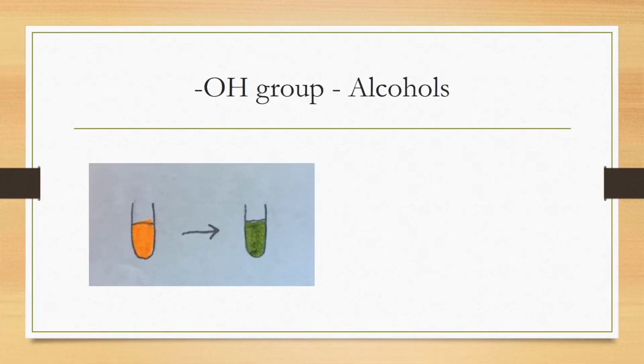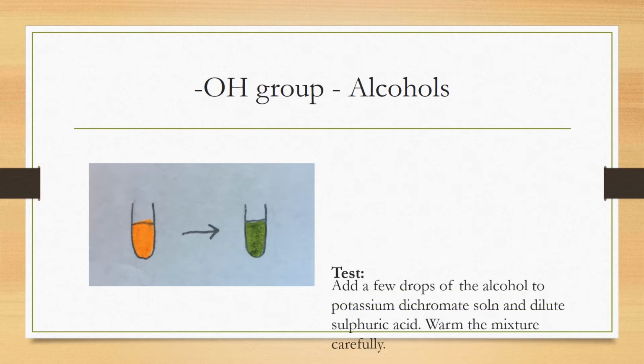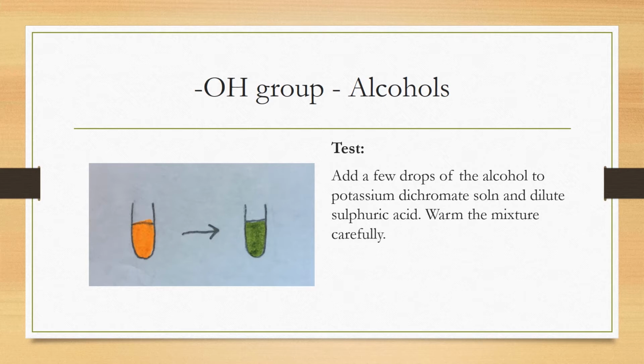Next is the OH group in alcohols. Add a few drops of the alcohol to 2 cm³ of both potassium dichromate solution and dilute sulfuric acid. Carefully warm the mixture. If the OH group is present, the solution will turn from orange to green as the dichromate is reduced. However, this test will also produce similar results with aldehydes, so further testing will be required to confirm whether there is an alcohol or aldehyde present in solution.